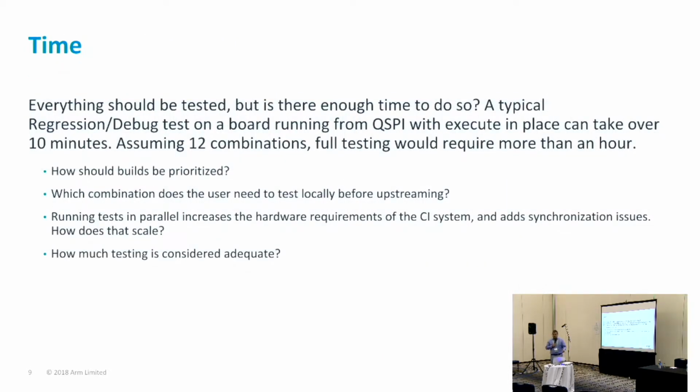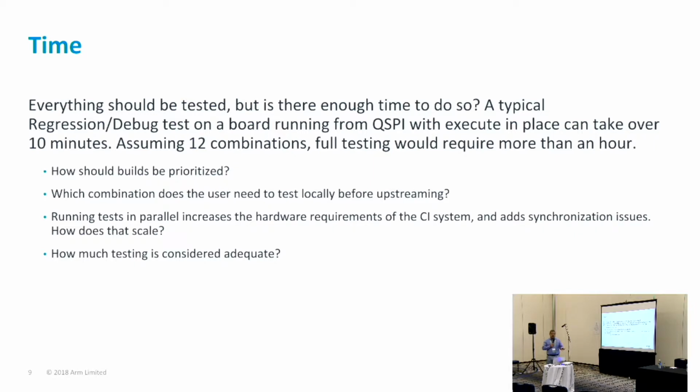So, with time, we need to test everything, but can we afford to test anything? We cannot. Using the 12 different examples on a board, as I mentioned before, running with execute in place from QSPI, regression test will take more than 10 minutes. Just testing a single platform will take over an hour. Testing every single platform will take several hours. We cannot afford to do that for every single patch.